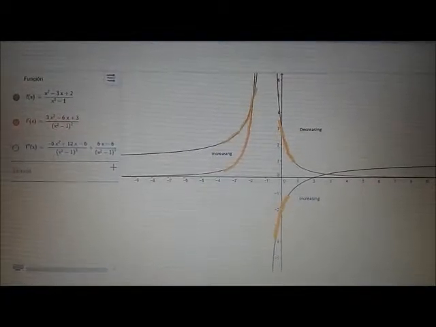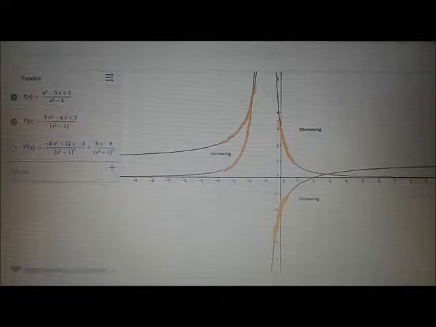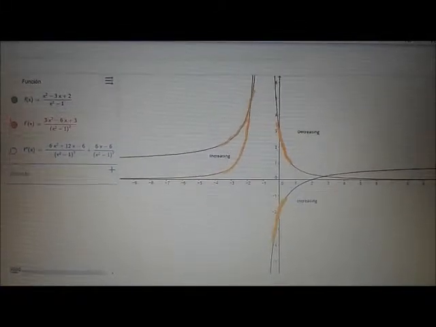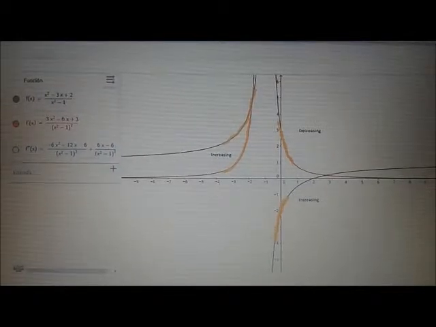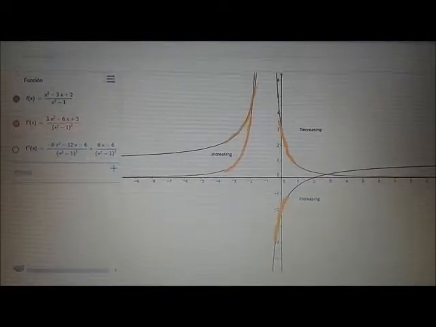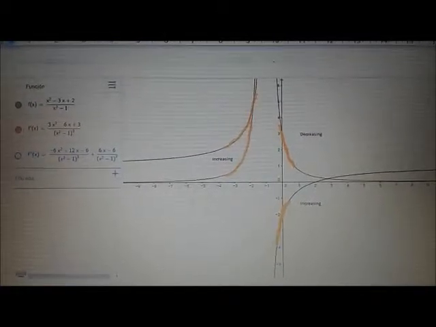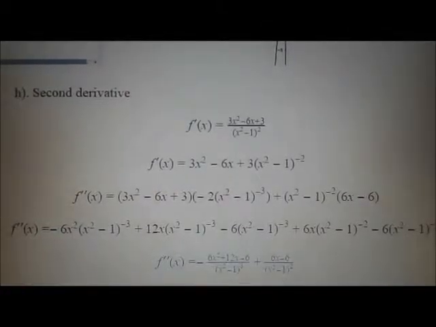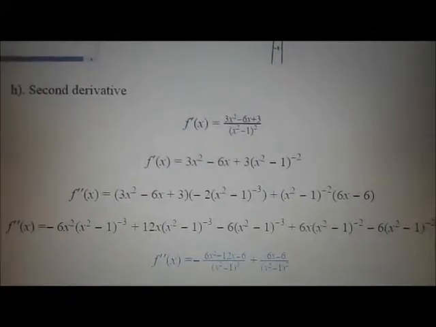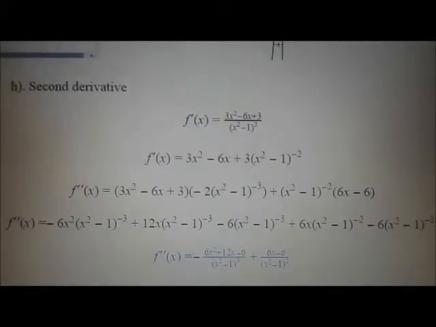This is the graph of our function and the first derivative of our function, and that shows the intervals of decreasing and increasing, which indicates the second derivative of our function is the derivative of the first derivative.